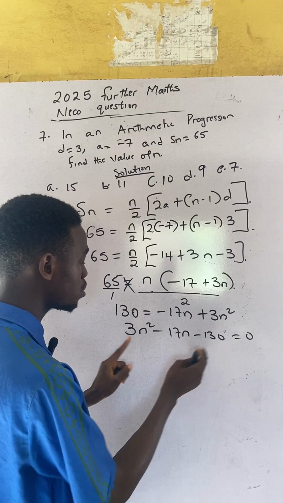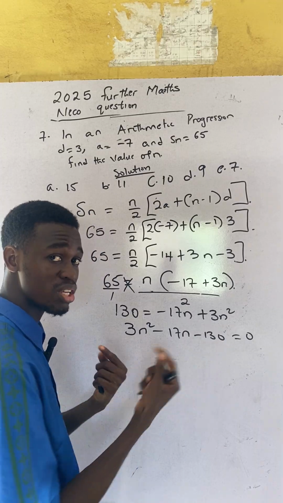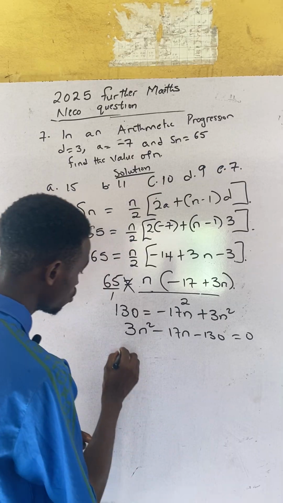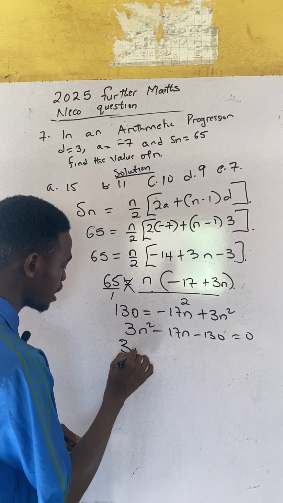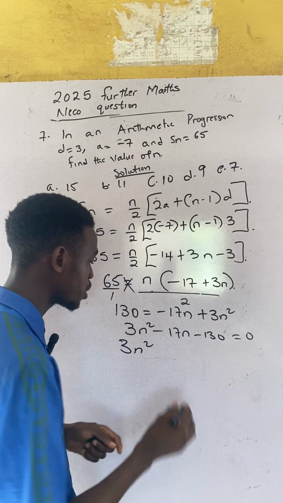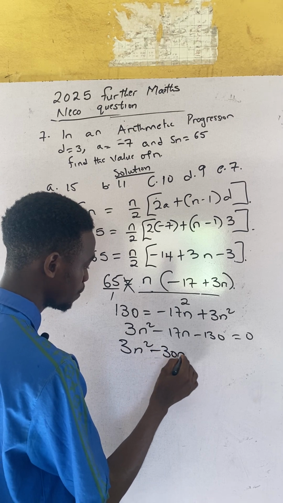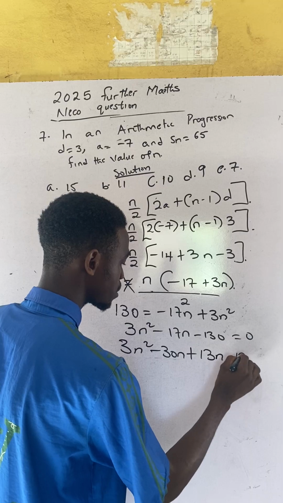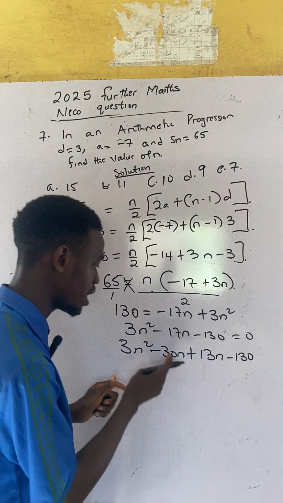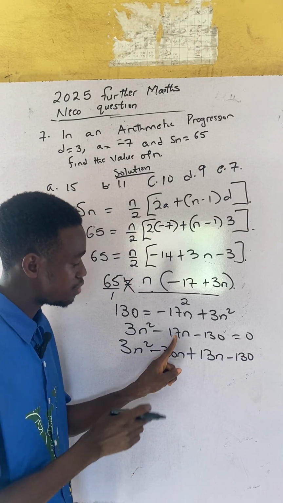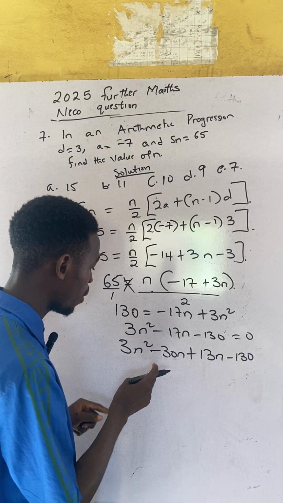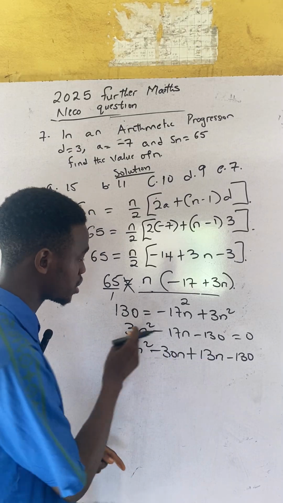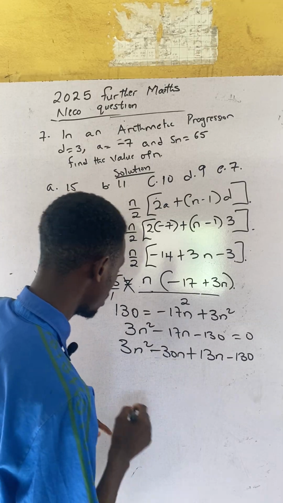So we have to look for two numbers that when we multiply them together, they give us that number, and when we add them, they give us this value. So by judging, we can use 3n squared, and through factorization, this will give us minus 30n plus 13n minus 130. So we can see that when we add these together, it's going to give you minus 17. And when you multiply 30 and 13 together, it will give you 390, which is 3 times 130. Are we together now?